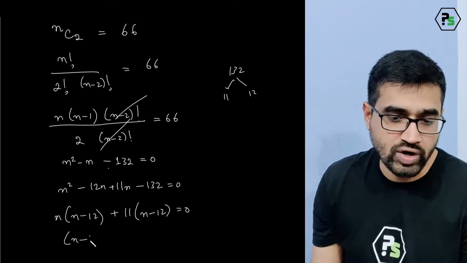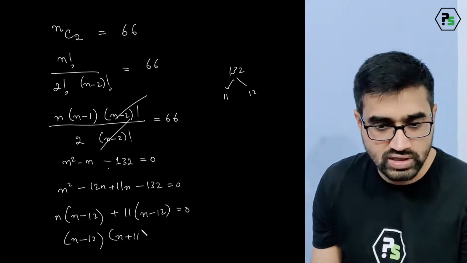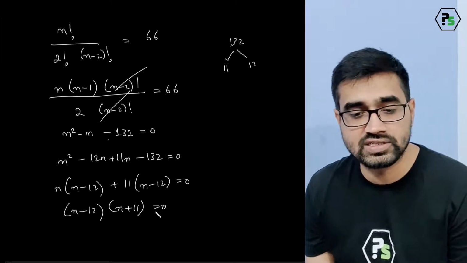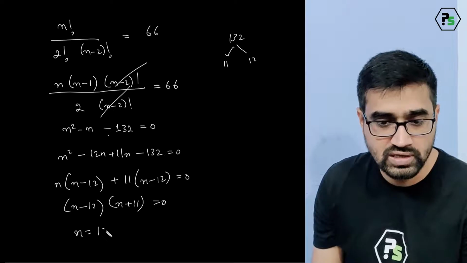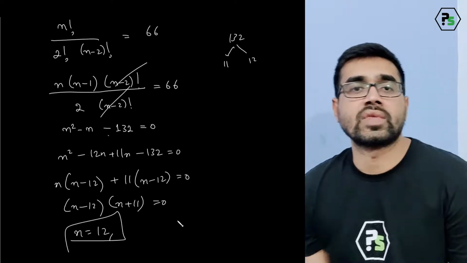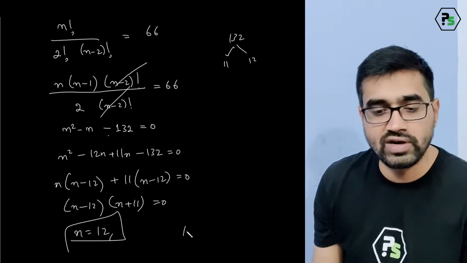I'm not teaching you quadratics and all those things. This is not the class to teach you quadratic simplification. It's a simple quadratic equation, and it can't be negative, okay? The number of people can't be negative. So there were 12 people in that party.